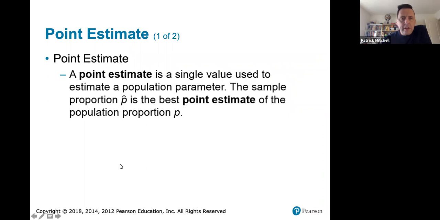All right, so let's start with point estimates. A point estimate is a single value used to estimate a population parameter. Remember, in this section, we're talking about proportion. That's the parameter. So the sample proportion, p hat, is the best point estimate of the population proportion p.